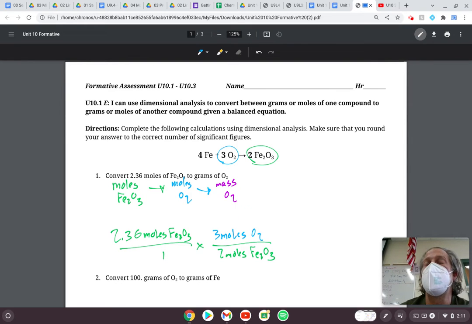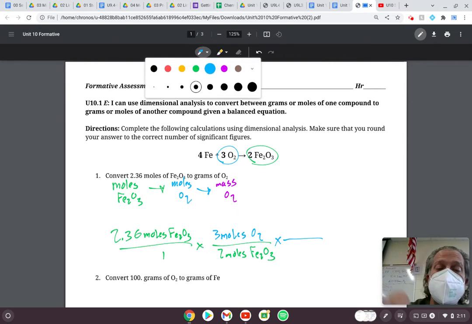Yes, sir. Does it matter where you put it? Actually, yes. You want to make sure that the unit of moles of Fe2O3 cancels out. And so that means a 2 has to go on the bottom. And so with that question, we're going to lead into calculating the mass.